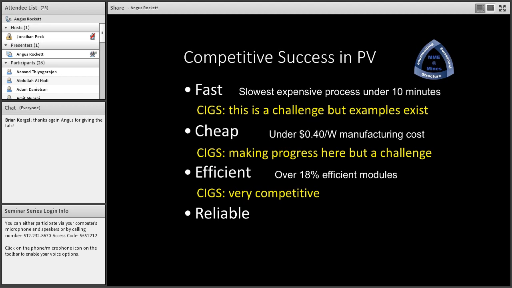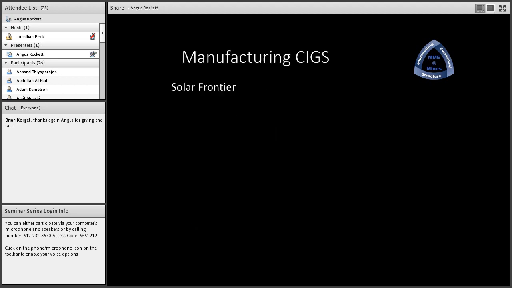You need over 18% efficient modules in order to be competitive in the long term. CIGS is very competitive in this regard. It's not quite at the level of 18%, but the modules are as efficient in general in product as cadmium telluride is, very closely approaching the polycrystalline silicon module efficiencies, exceeding some of them, and driving the crystalline silicon people to need to use better and better production processes to increase their efficiencies too.